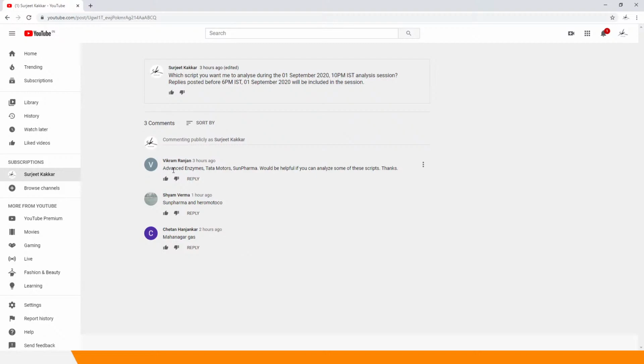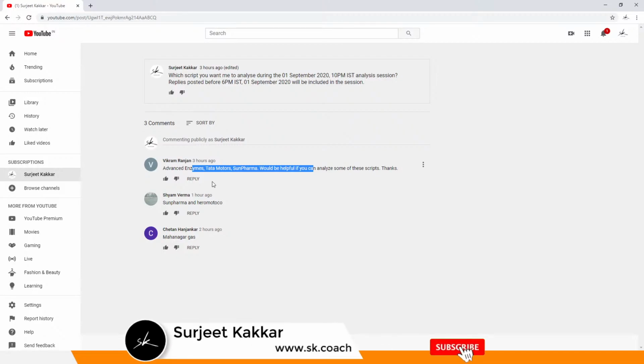For example, here you can see Vikram has posted multiples, so this will not be included. Similarly, Sham has posted multiples, this will not be included, but Chetan has only given the name of the script, this will be included. If you have to give two scripts, you'll have to post it twice, but only the script name should be there. If there is anything else other than the script name, it's not going to be included in the list. And yes, all the requests which we get by 6 p.m. are what we will include in the list.